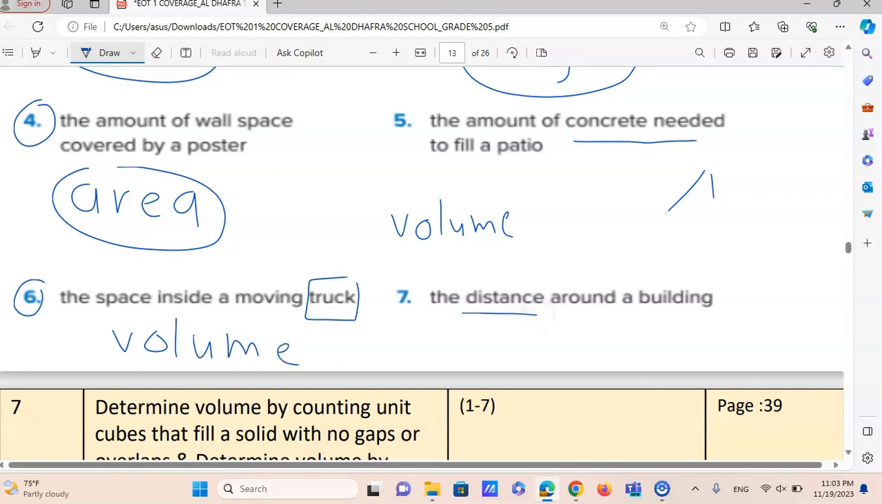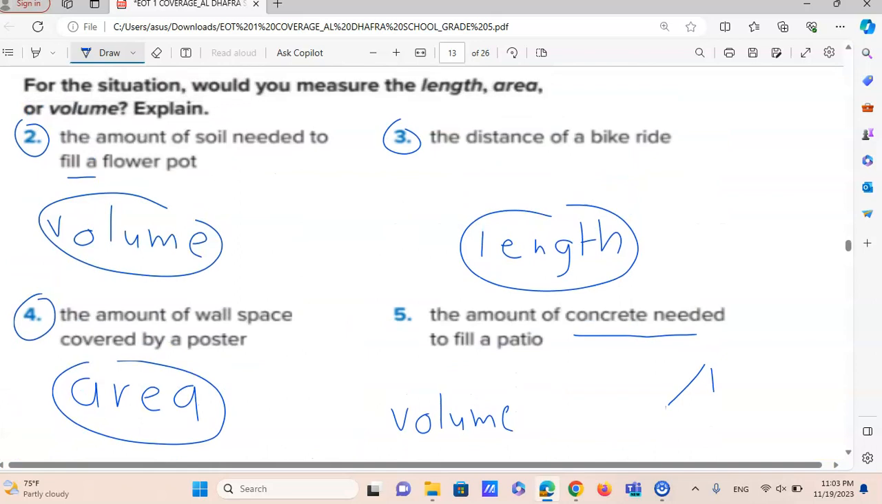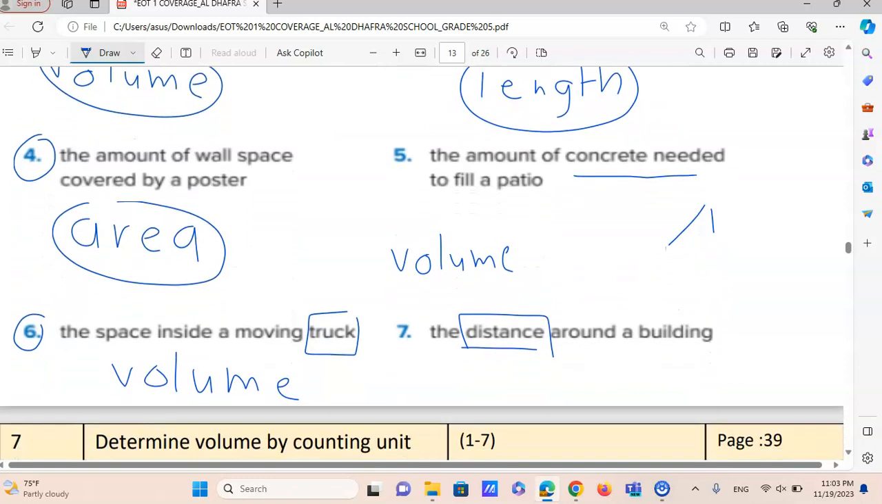The distance. Same as number 3. Distance. It is the distance between 2 points. So we measure length. Sorry for writing, I'm using my finger. So we measure length.